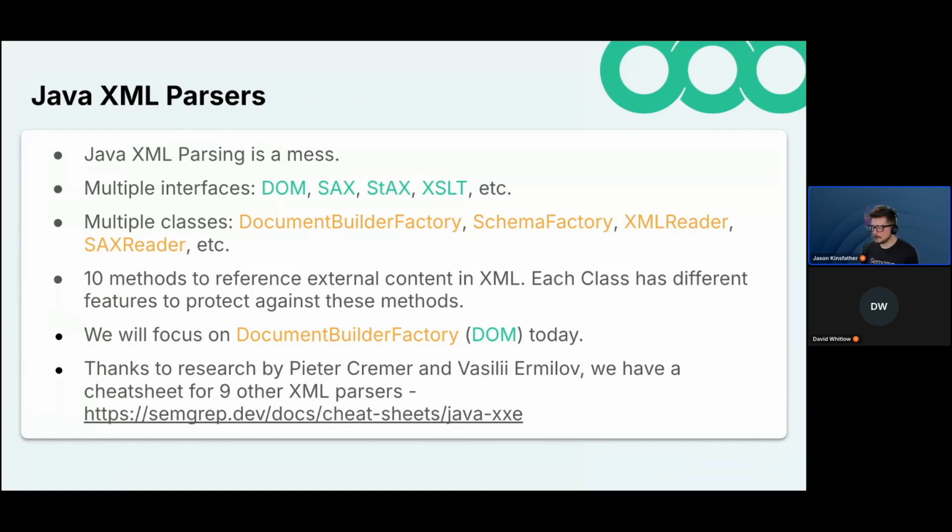And then the other cool thing is that for each of these classes, they have different security settings that could be turned on or off. And each of those settings could or could not protect against a certain combination of attack vectors. So there are 10 different ways that an attacker could include external content in XML. And so, just to narrow down the scope, we'll focus on a single XML parsing class, DocumentBuilderFactory, which uses the DOM interface.